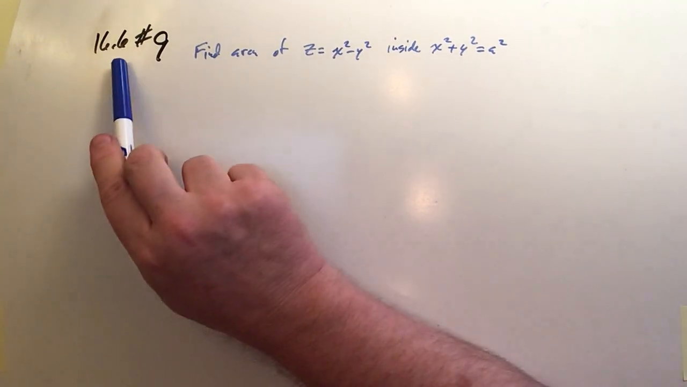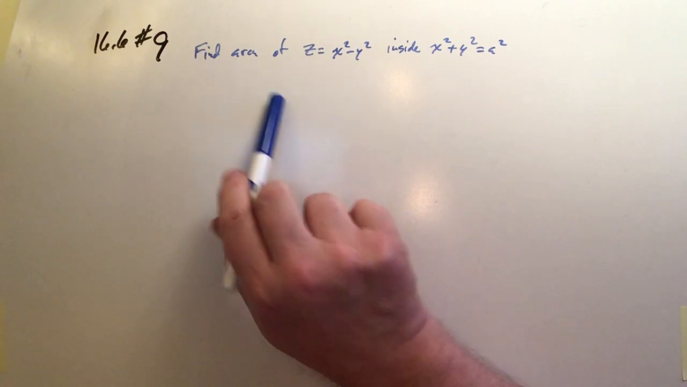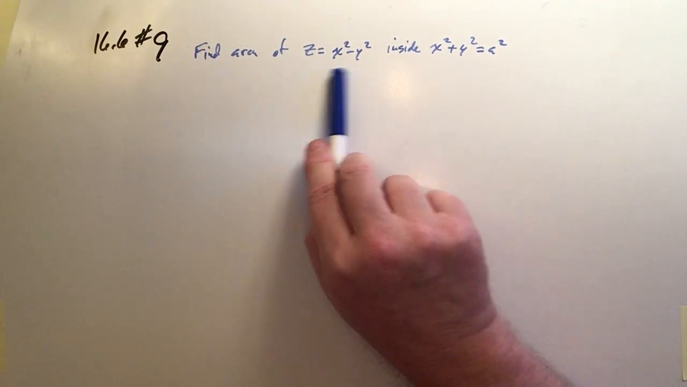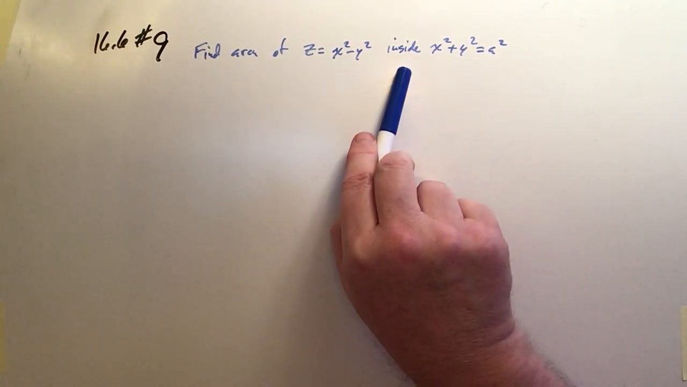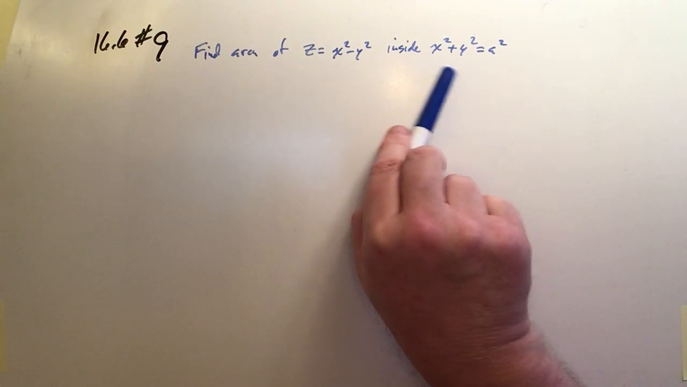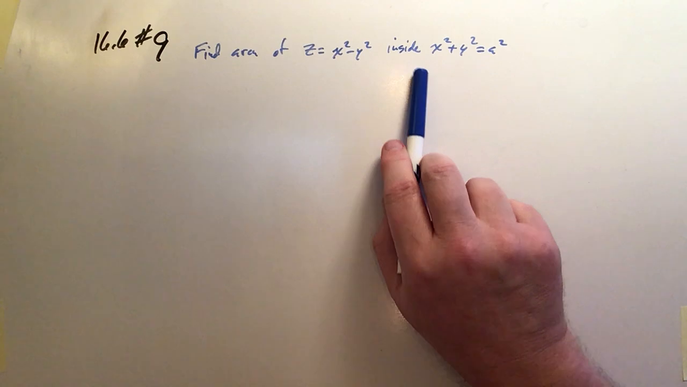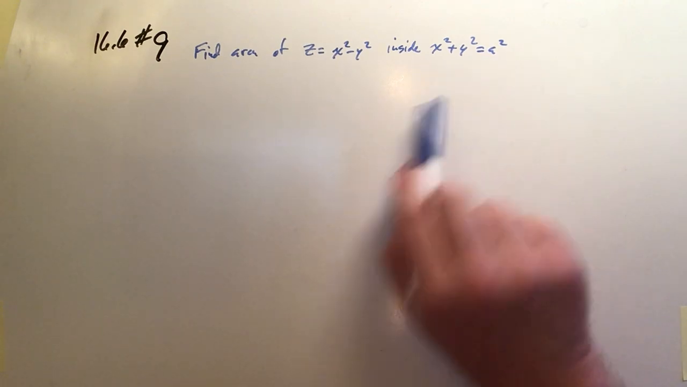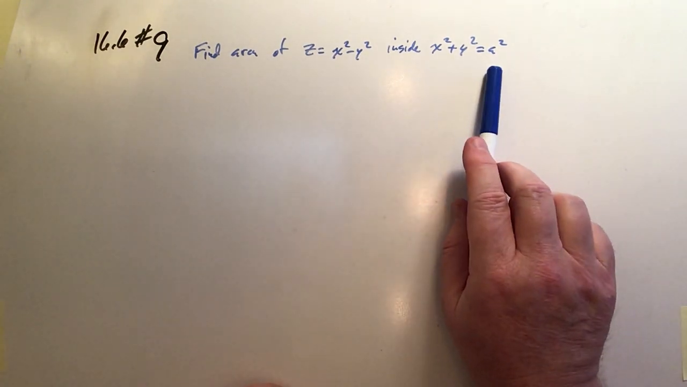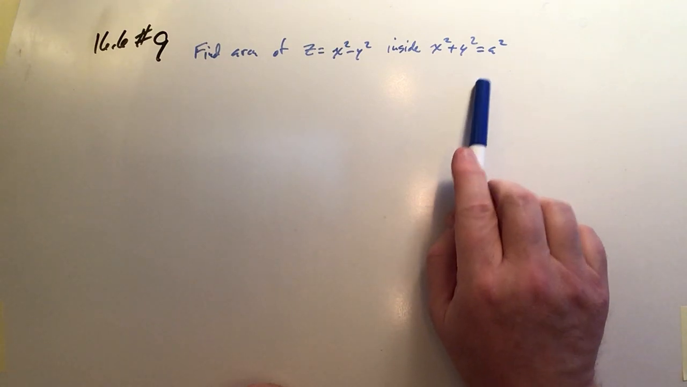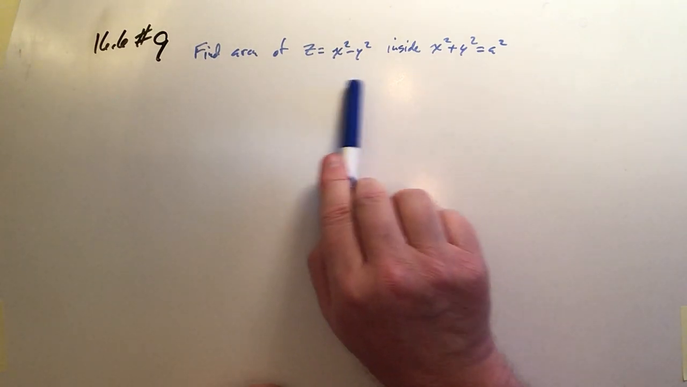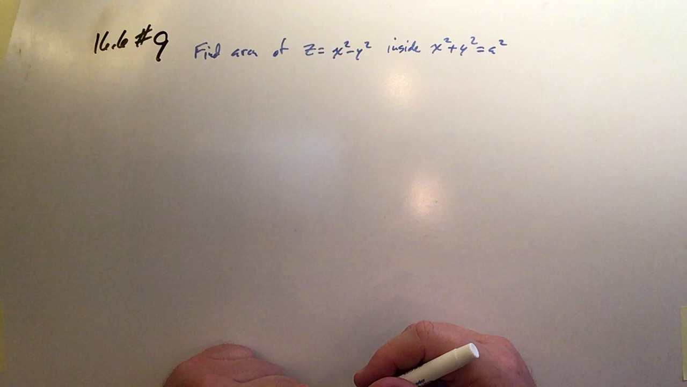This one is 16.6, number 9. Once again, we're finding the area of this function right here, except this time it's limited inside of this cylinder. The cylinder is x squared plus y squared equals a squared, so it's a cylinder of radius a centered at the origin. It's as high as it needs to be to intersect with this, and of course we just want the surface area of that inside of it.